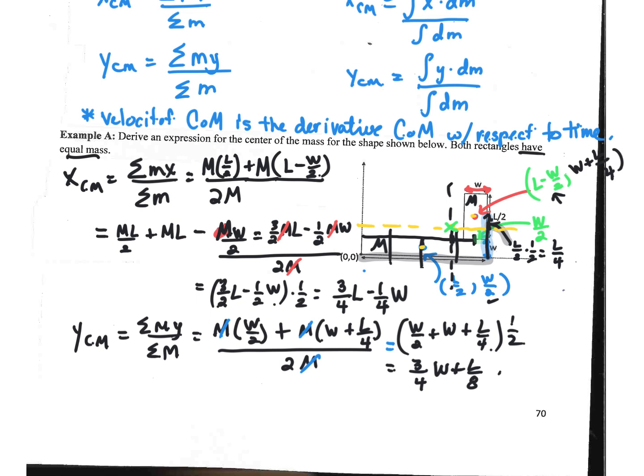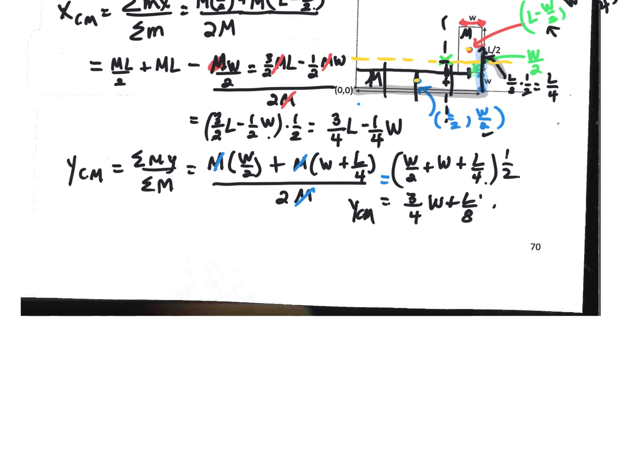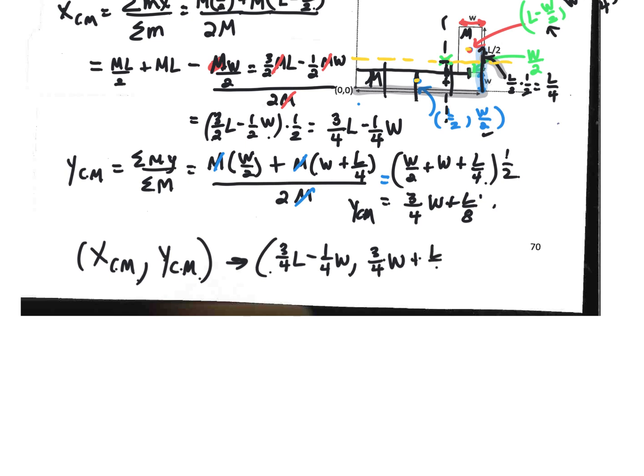Okay, so that puts us 3/4 W would be right about here, but then we have L over 8, which is another chunk like that, which would put us right up about here. Okay, so we are right on. So our Y center of mass for the total system. So if we do X center of mass, Y center of mass, because it's a coordinate pair, it is going to be what? 3/4 L minus 1/4 W, 3/4 W plus L over 8.